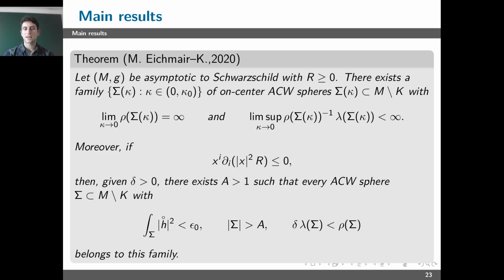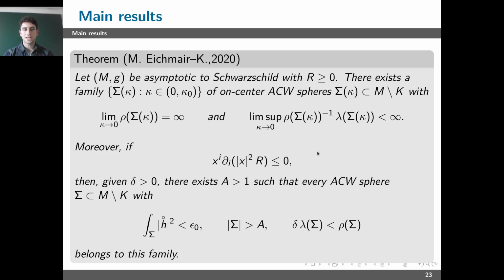If you require that the area of the surface is large, and then if you require the following centering assumption that lambda divided by rho is less than 1 over delta, then the surface has to belong to the family constructed up here. I really want to emphasize that this is a considerable strengthening of the previous results because, first of all, we are able to consider all manifolds that are asymptotic to Schwarzschild, so there's no smallness assumption whatsoever. The only thing that we require are conditions on the scalar curvature.